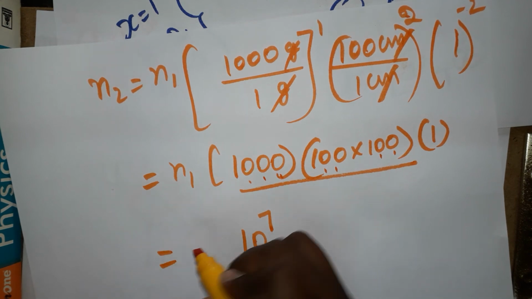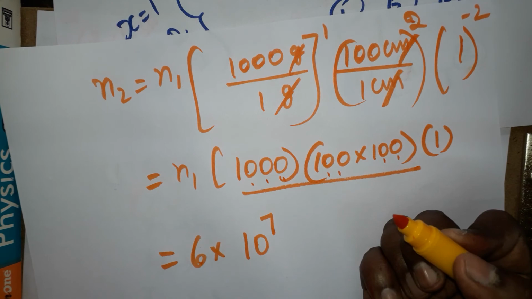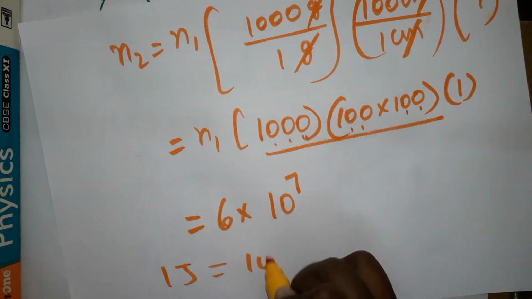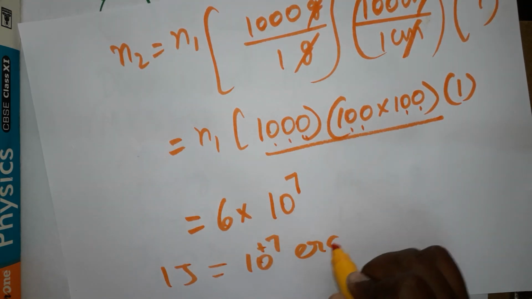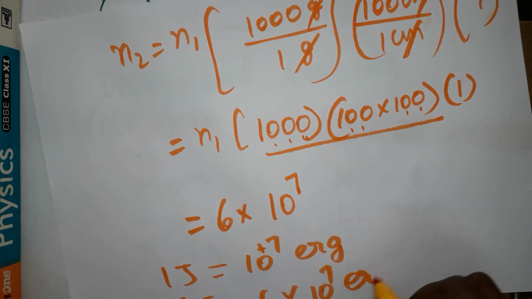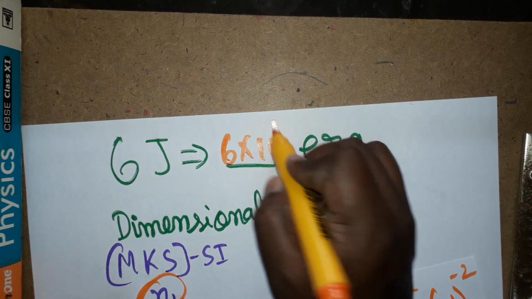Okay, so n1 we know we are going to convert as 6, that is 6 into 10 power 7. If in case we convert 1 joule, 1 joule is equal to 10 power 7 erg. We are converting 6 joule, so it is going to be 6 into 10 power 7 erg. Very simple. Okay, so it is 6 into 10 power plus 7 erg.